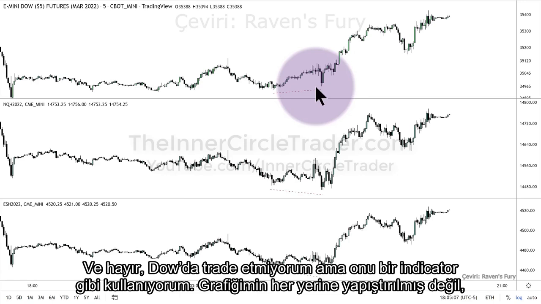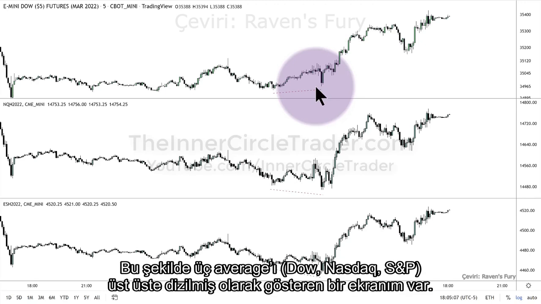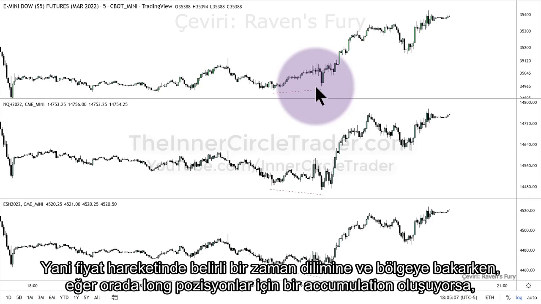And no, I don't trade the Dow, but I utilize it like an indicator. It's not plastered all over my chart. I'm referring to it because I have multiple monitors. I'm looking at my screens. I have a screen that shows charts like this. So I'm looking at the relationship of all three averages stacked over top of one another.